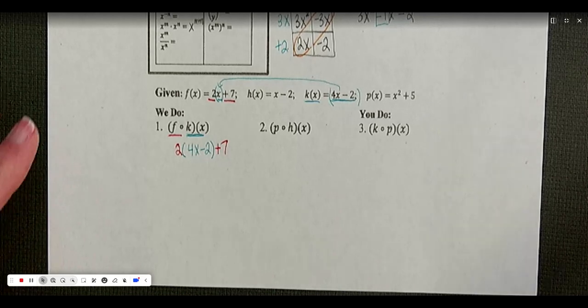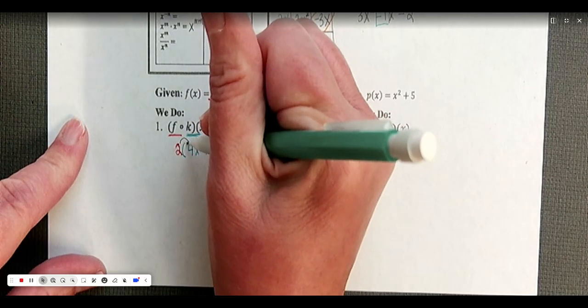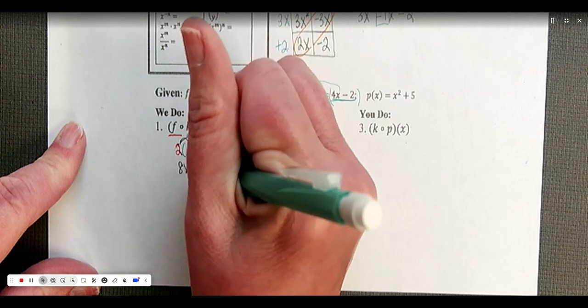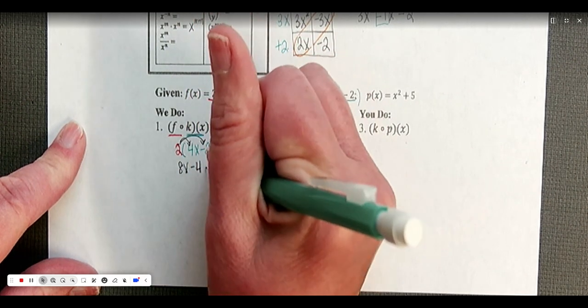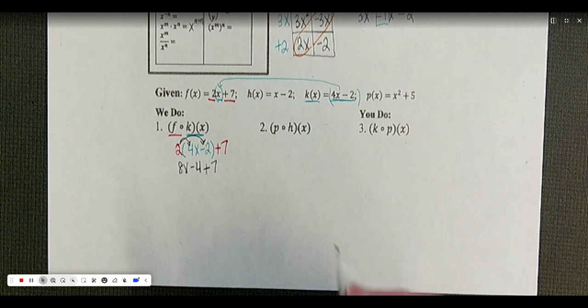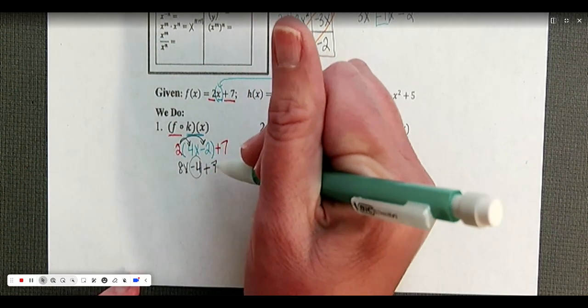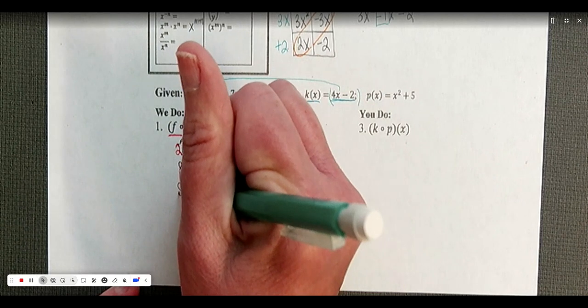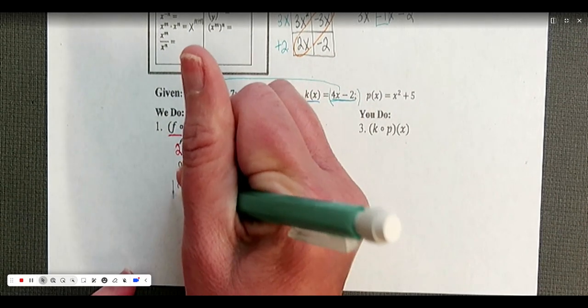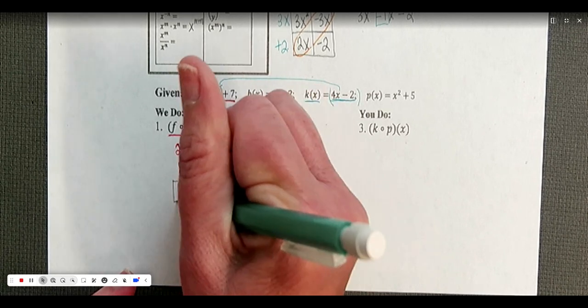So now we're going to distribute to simplify. 2 times 4x is 8x. 2 times -2 is -4. And then I have my plus 7 on the end, because I'm done multiplying, so I just add that 7. And I'm going to combine my like terms, and then my answer would be 8x plus 3. So that would be my simplified answer.